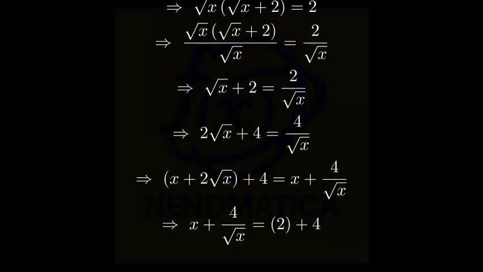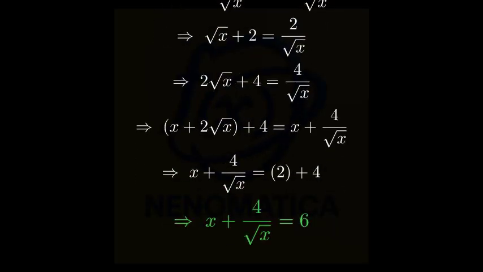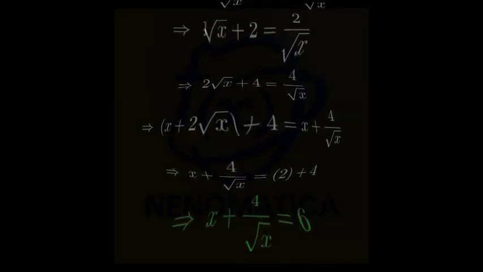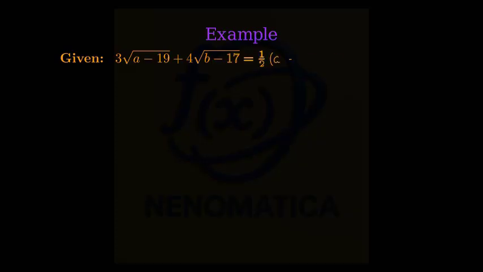Step 7. Substitute the given value x plus 2 square root x equals 2. Step 8. Evaluate the right-hand side. Therefore, x plus 4 over square root x equals 6. We will solve a classic radical equation system in a single clean sequence. First, here is the problem statement.